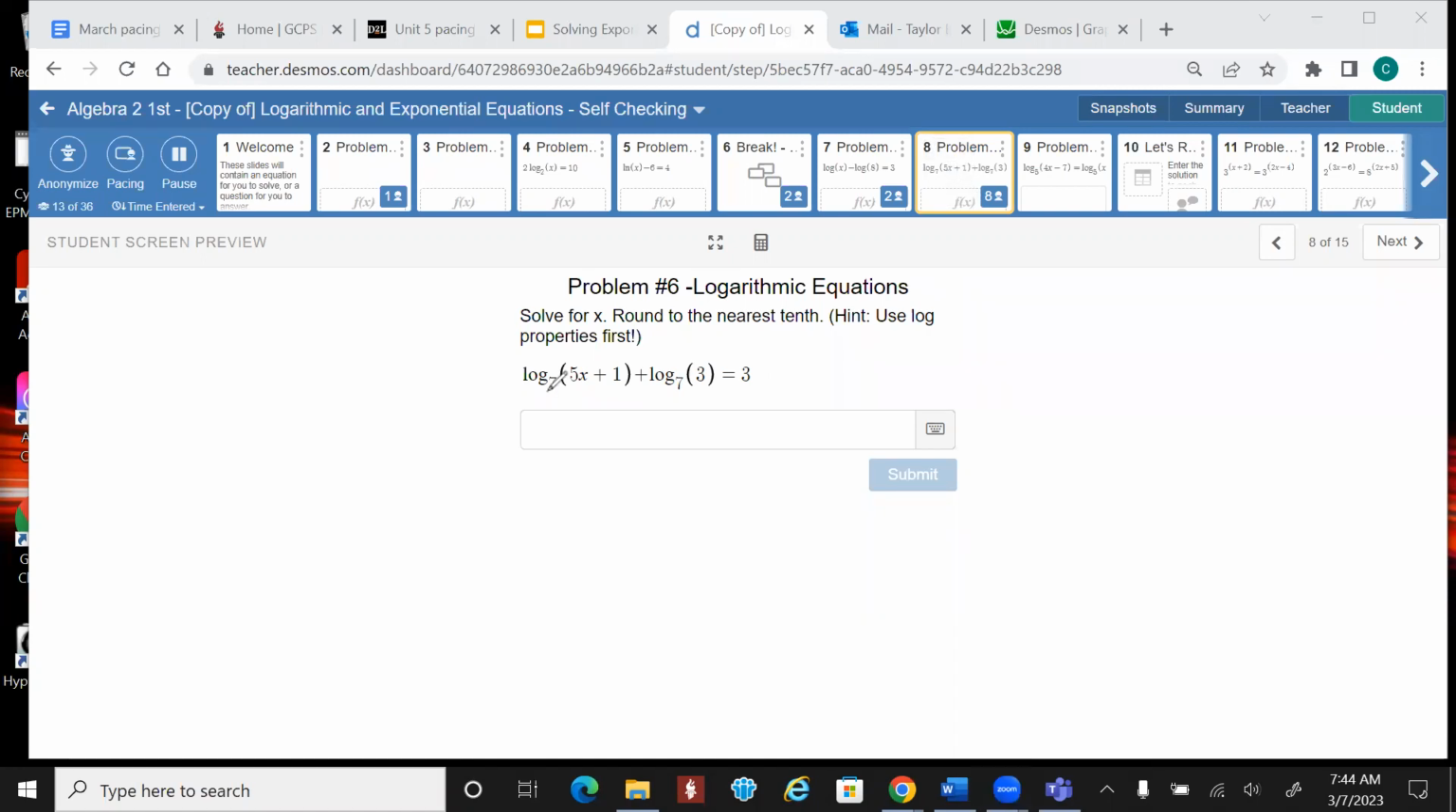All right, so on slide 8, which is where a majority of us are, remember, when you do these properties, you always got to check and make sure that the base is the same. If they aren't the same, then you can't combine them. One thing to keep in mind. So we have addition going on in between two logs. So that's the same thing as multiplying. So we're going to take 5x plus 1, and we're going to multiply that by 3. So we're going to distribute this guy. So that's going to give me 15x plus 3.